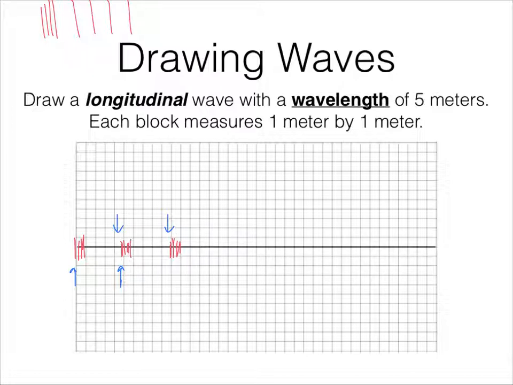But I don't have all of the parts that I need for this longitudinal wave. I've only drawn in the compressions so far. And so now I have to go back in and draw in the rarefactions. Easy peasy, lemon squeezy. Now we have drawn a longitudinal wave with a wavelength of 5 meters.